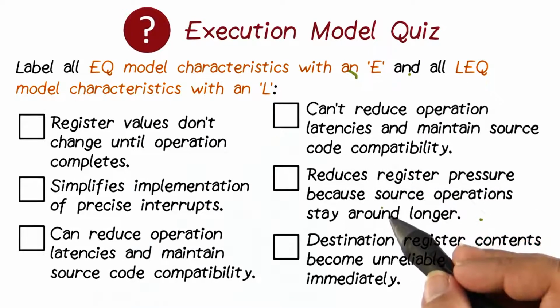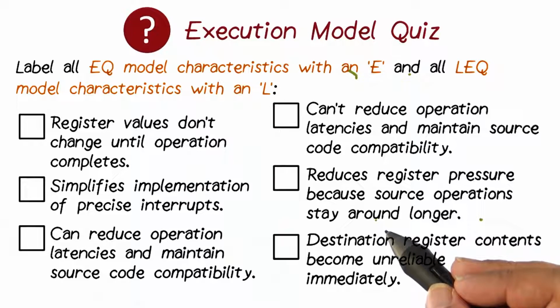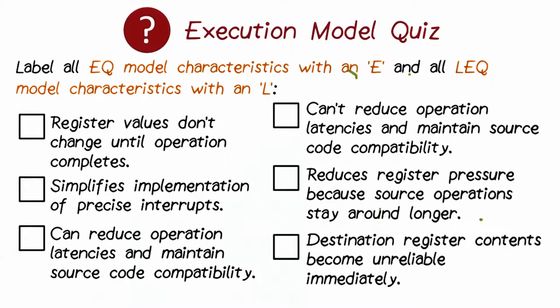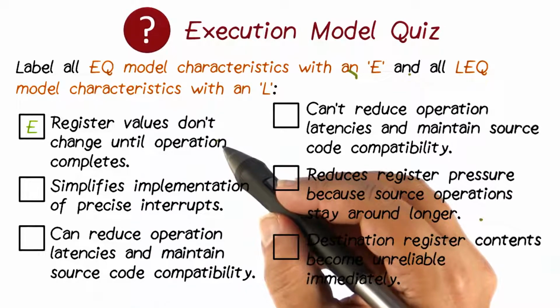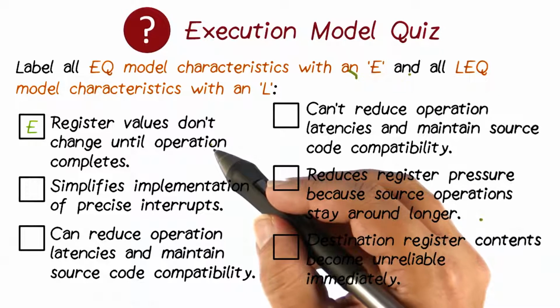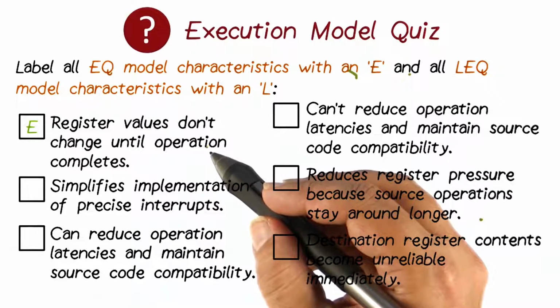Please go ahead and mark these responses as appropriate for each of these boxes, and then we'll visit the answers. So let us start with the first response here. The register values don't change until the operation completes. Is it true in EQ or is it true in LEQ? So you can see that this is an EQ model because it takes those many cycles to complete, and the register values cannot change until those cycles elapse, and therefore it depends on the completion of the operation.